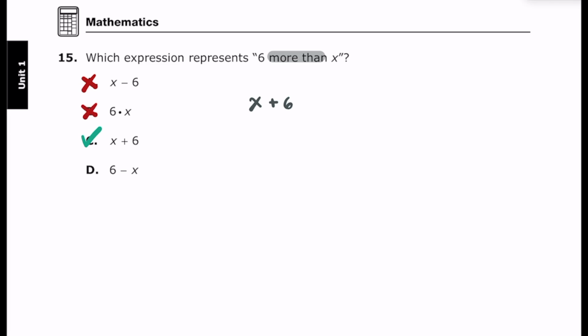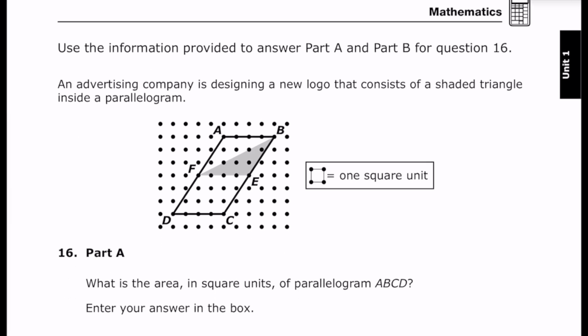And then over here, this one is also subtraction, so it's the wrong operation here. So this would be like x less than 6 here, or 6, and then you're going to take away some unknown number. So D doesn't make sense here either. All right, that one's pretty quick. Let's move on to number 16.